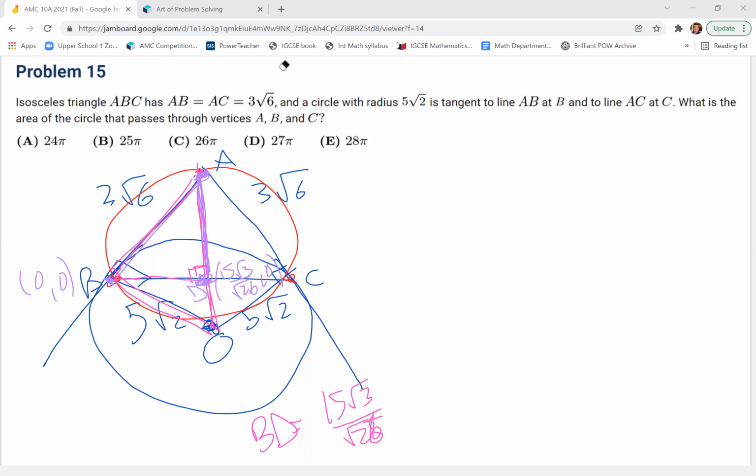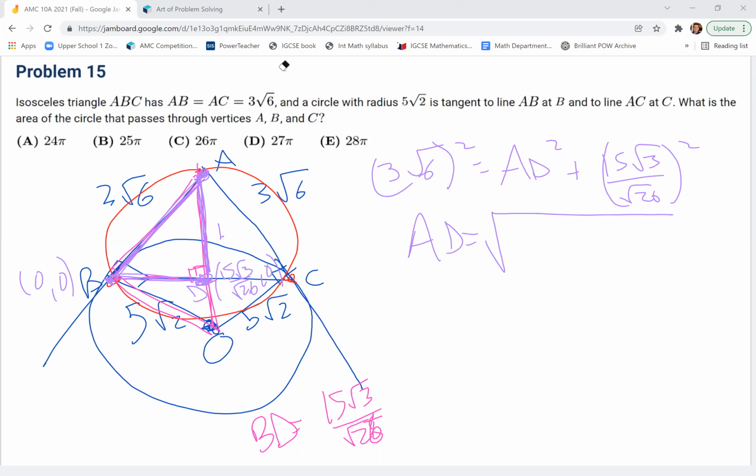Right, because I know that this distance here is 3 root 6, and this distance here is 15 root 3 over root 26. So by using the Pythagorean theorem, let's say I call this AD, I can say 3 root 6 squared is equal to AD squared plus 15 root 3 over root 26 squared. So that gives me AD is equal to the square root of 9 times 6 is 45 minus 225 times 3 over 26, right?